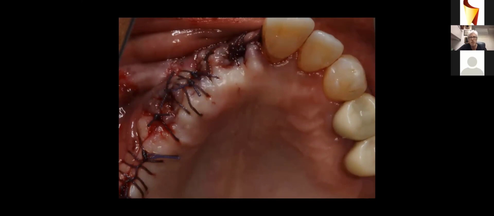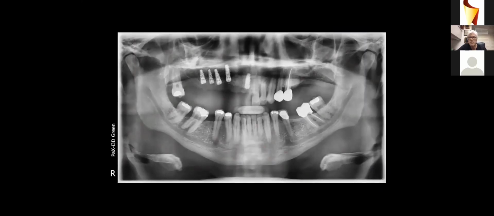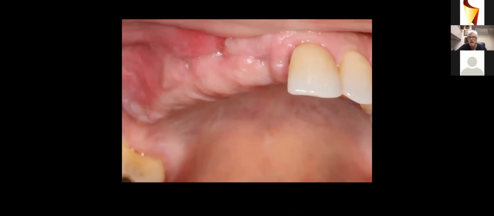So our closure is done. These are vicryl sutures. And you can see my positioning of the implant and the grafted site in the area. After about 3 months of healing or 4 months of healing, we will expose the implant. And I'm not sure if everybody is familiar with this. Here we use an open tray technique. This is called a Mira tray, M-I-R-A, Mira tray.